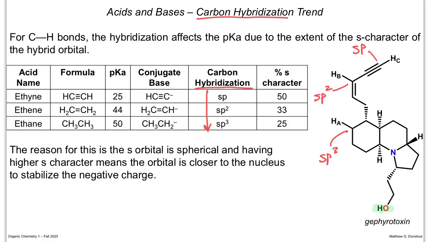So the reason for this trend is due to the percent s character of the hybrid orbital. And again, that comes from there being two atomic orbitals, s and p. The percent s character is 1/2, so that gets you your 50. And because the s orbital is spherical and closer to the nucleus, it's better able to stabilize the resultant negative charge.